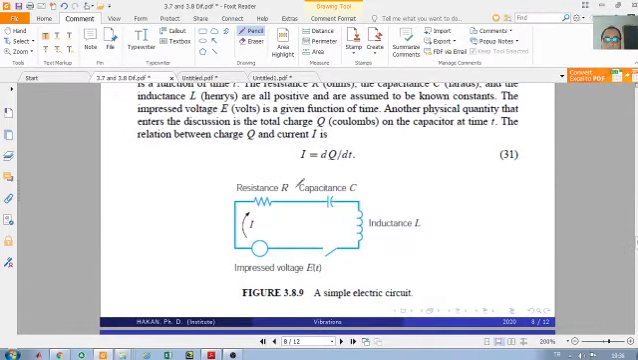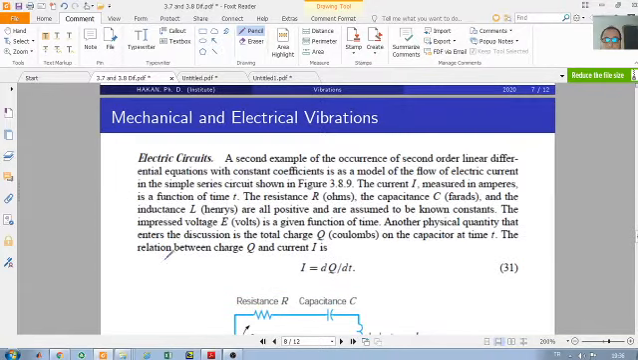We have a simple electric circuit. There are some quantities here like resistance, capacitance, inductance, and impressed voltage. The current I, measured in amperes, is a function of time. The resistance, measured in ohms, the capacitance, measured in farads, and the inductance, measured in henries, are all positive and are assumed to be known constants.